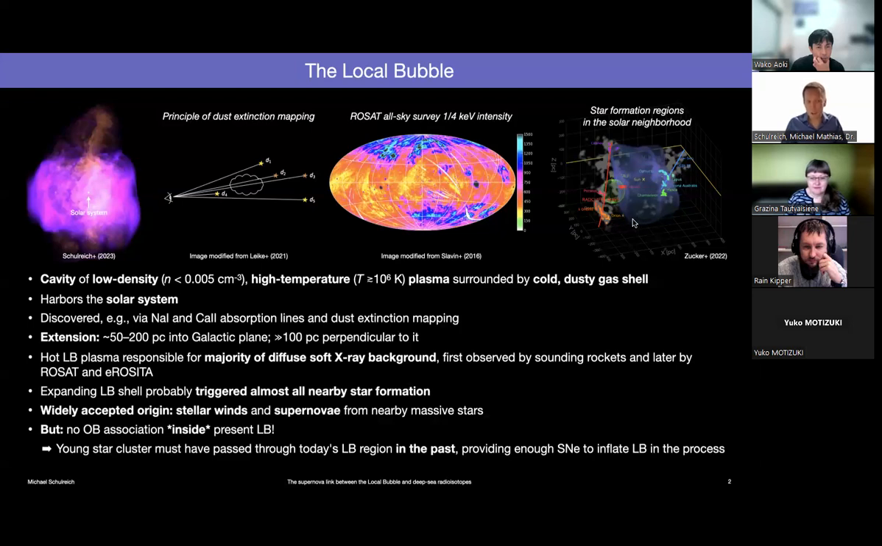Regarding the origin of the local bubble, it is now widely agreed that it was created by stellar winds and supernovae from nearby massive stars. Paradoxically, no cluster of massive stars could be found inside its current boundaries. So there must have been a young star cluster that has passed through today's local bubble region in the past and provided enough supernovae to inflate the local bubble in the process.